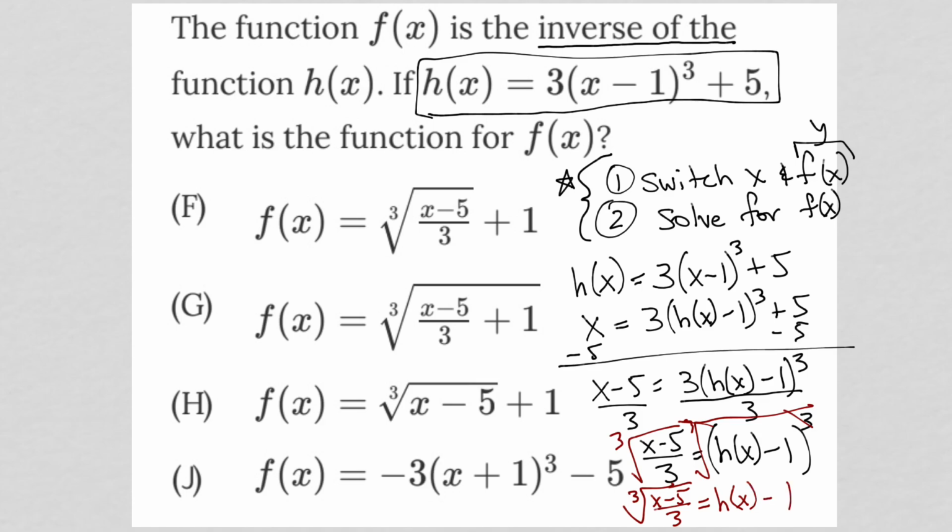And then the last step would be to add 1 to both sides, right? Again, my goal here is to solve for the function, to solve for, in this case, h of x. So my last step here will be to add 1 to both sides, right? So the 1's are now gone. And let me just draw an arrow this way. I'd be left with h of x is equal to the cube root of x minus 5 over 3 plus 1. And that is, what is that? That is answer choice F.